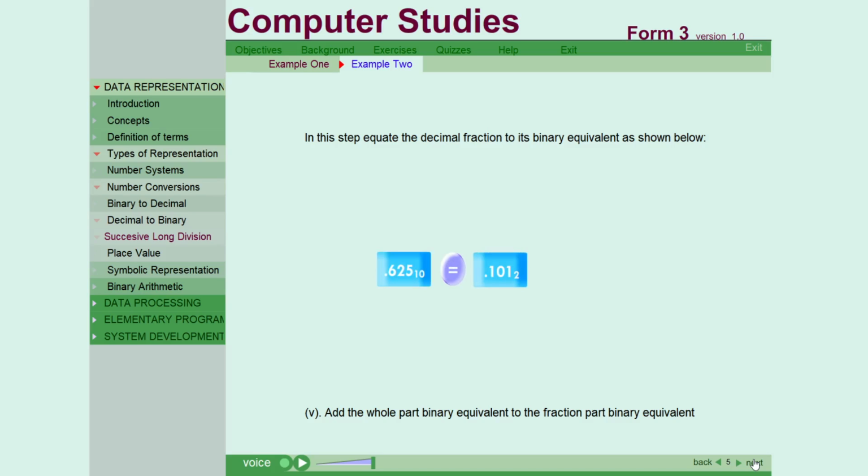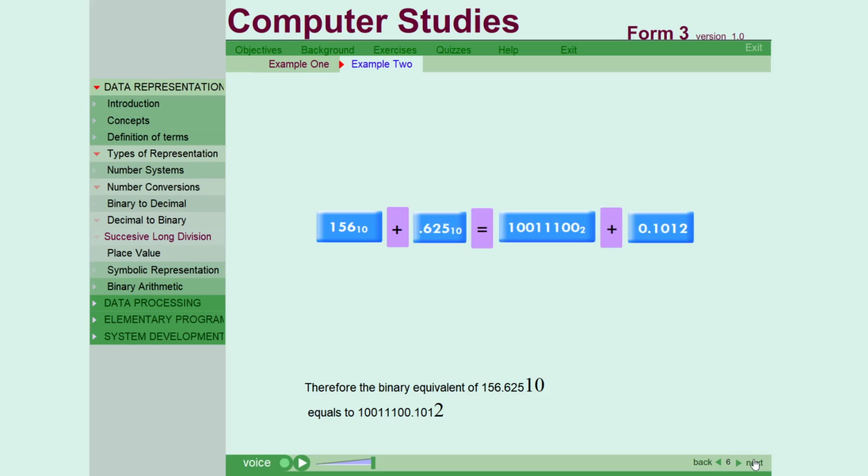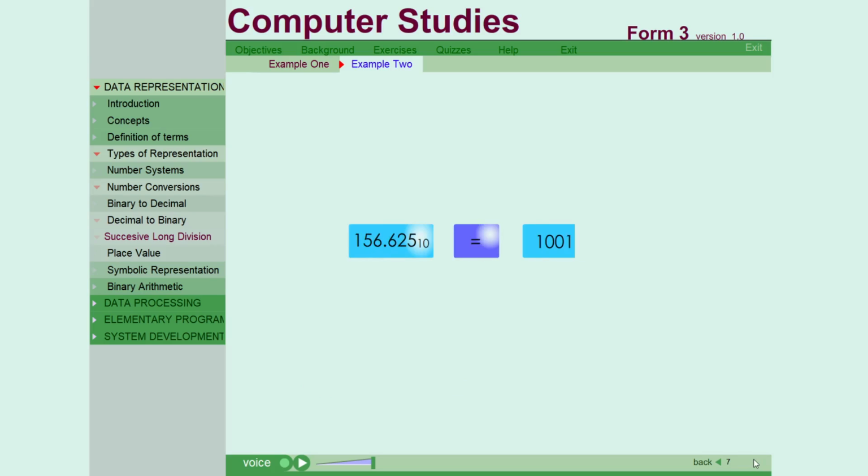In this step, equate the decimal fraction to its binary equivalent as shown below. Then, add the whole part of the binary equivalent to the fraction part binary equivalent. Therefore, the binary equivalent of 156.625 to the base of 10 is equal to 10011100.101 to the base of 2.